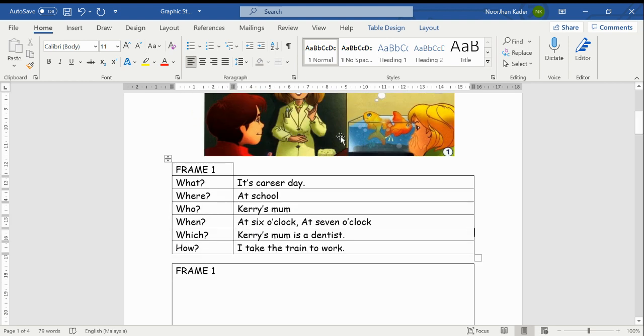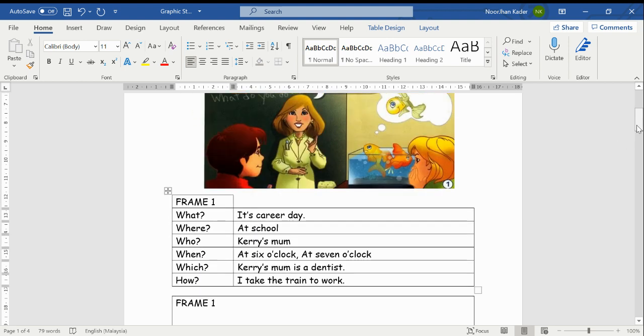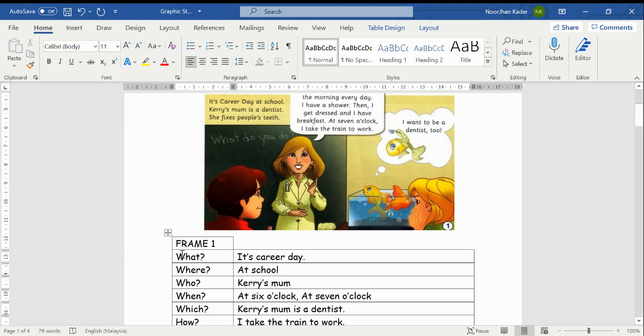Okay, frame one from the picture. Let's see the picture again. What is happening in frame one? It's career day. Where? At school. Who is the first main character here? Who is the person standing here? Carrie's mom.